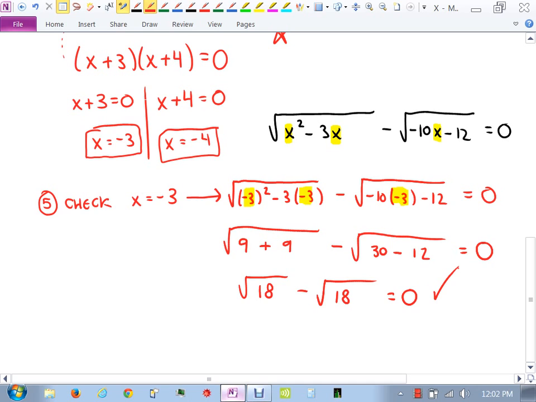Now you have to check -4, which I'm going to skip. But if you plug in -4 and check it, it'll work also.